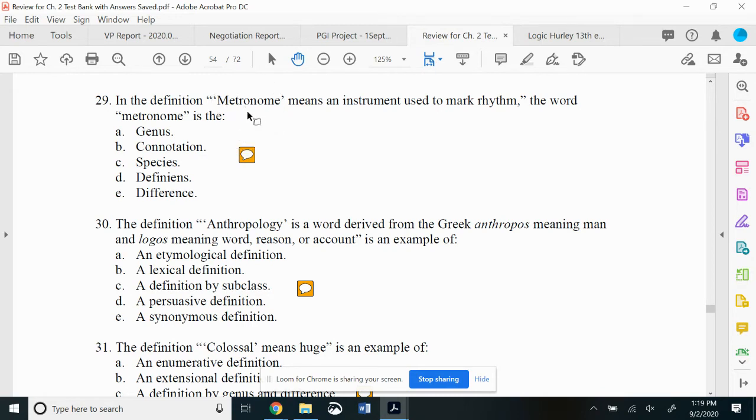Okay, that's the species. And when you're in a test, how might you know that you're up against a species difference? Well, it might have all 3 terms as an answer: genus, species, difference. If I have all 3, maybe it is this kind of definition. So there you go. For example, connotation and definiends, those are just distractors. So B and D here, those have nothing to do with the answer.